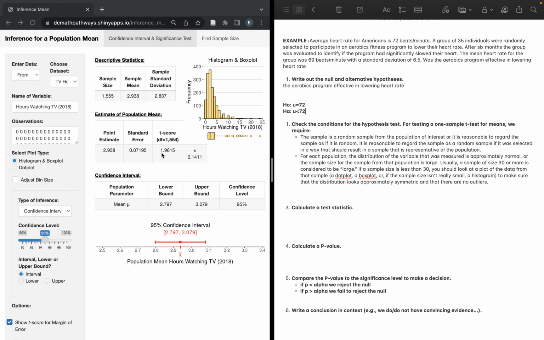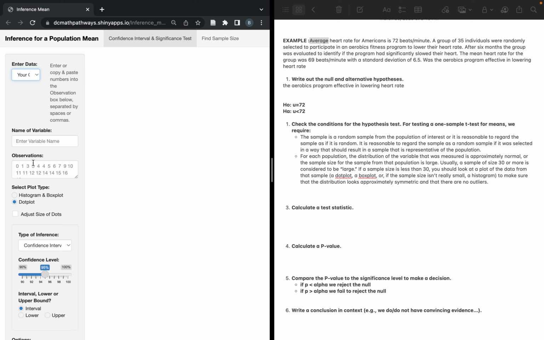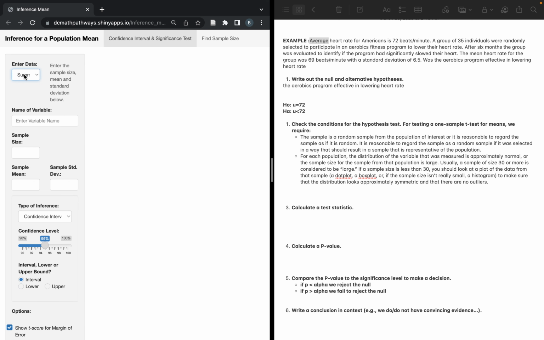Now we can go over to the app, and you want to go to inference for a population mean app, because that's what we're talking about here. We're talking about average, the mean. Since we just have summary statistics, we're going to go into summary stats. If you had a long list of data, you would go to your own. But this time we don't have data, we just have our summary.